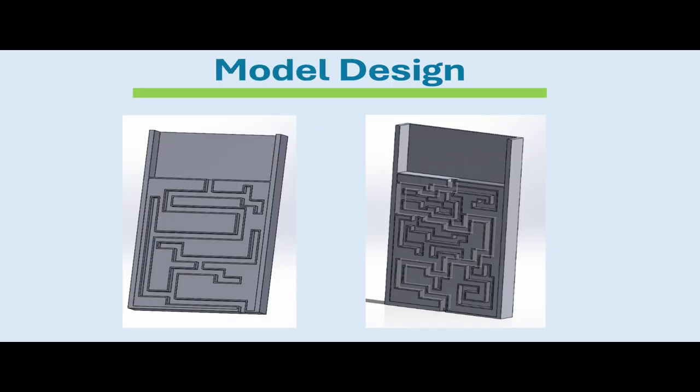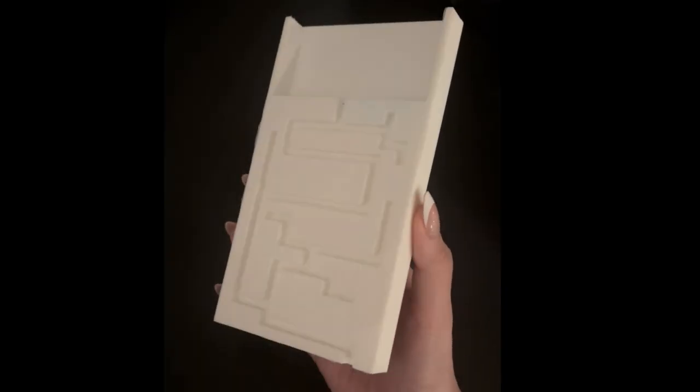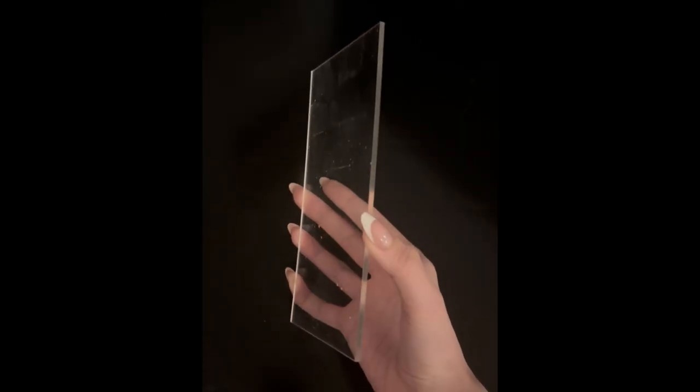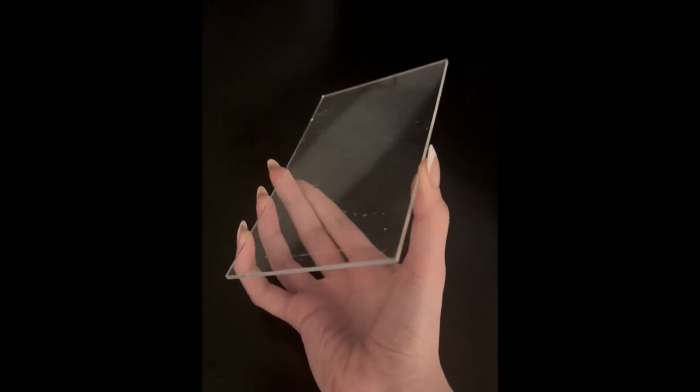For our model design, we used SolidWorks to make both of the models, and then we used 3D printing. We used a PLA filament to print these, and then for the top cover, we used 1/8 acrylic, and then glued them together with silicone.